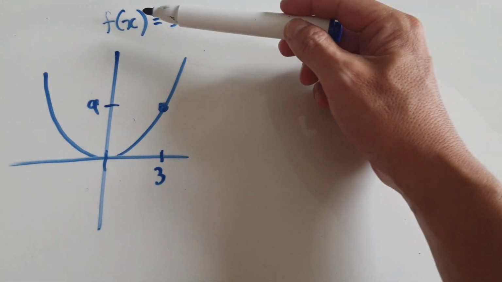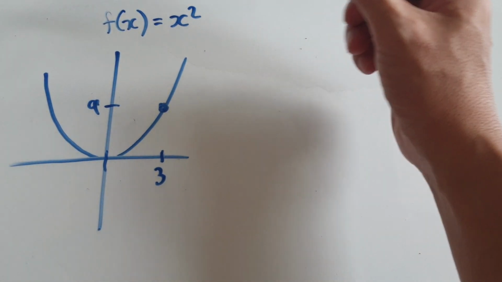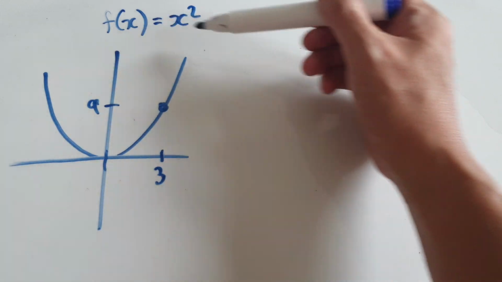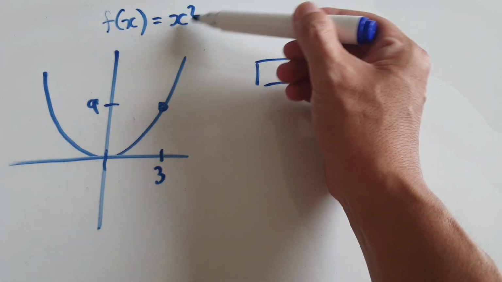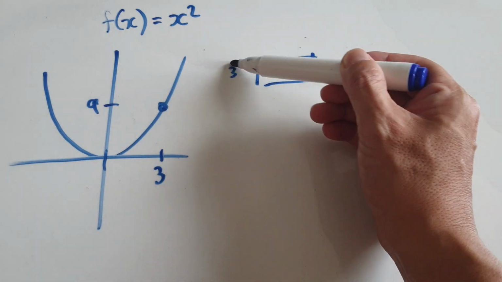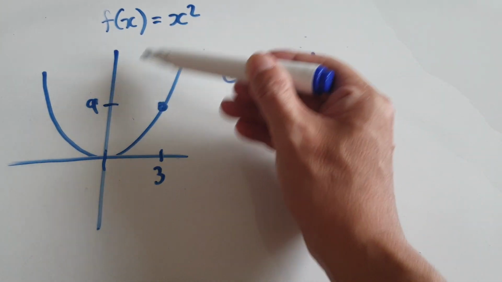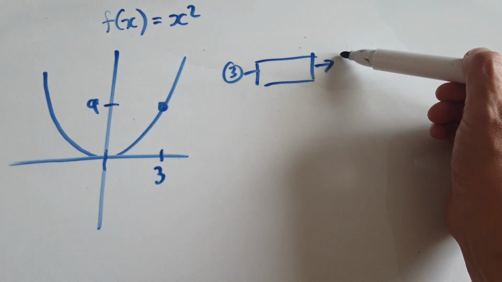In this video, we're going to try and understand what's meant by the range of a function. So you can think of a function as being like a machine. In this case, our machine is squaring the x. So if you put the number 3 into the machine, it will square it to spit out the number 9.